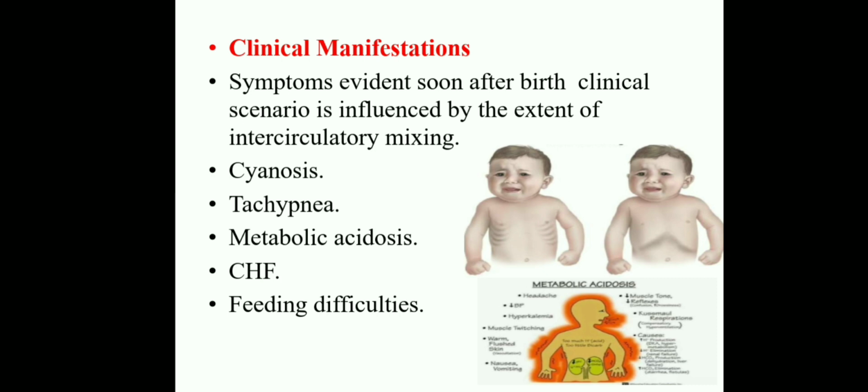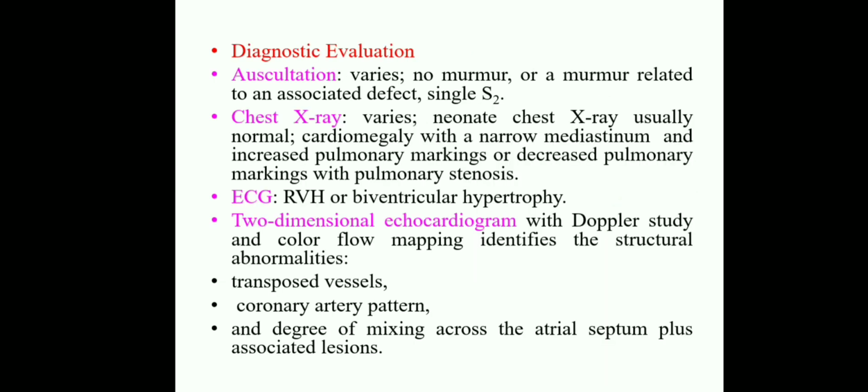Look here at how the respiratory distress problem arises in these babies. The child suffers with tachypnea. Okay, look at this image. Here metabolic acidosis is also most commonly seen in these congenital heart disease conditions. Okay, this is about the clinical manifestations. And coming to the diagnostic evaluations. Okay, what are the diagnostic evaluations, sir?